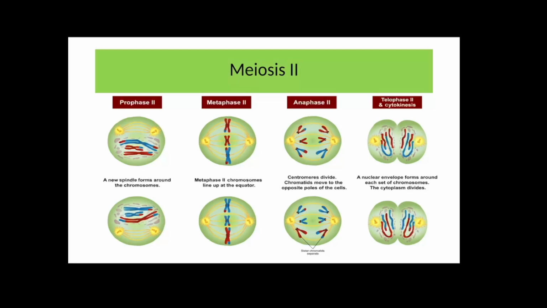So meiosis 2, again, you have prophase 2. So this new spindle is going to form, and we've got these chromosomes in the condensed form. Metaphase 2, the chromosomes line up at the equator. Anaphase 2, they're going to be pulled apart. And in telophase cytokinesis, we're going to end up with 2 new cells, but we do this for both cells that we got from meiosis 1, so we're going to end up with actually 4 cells.